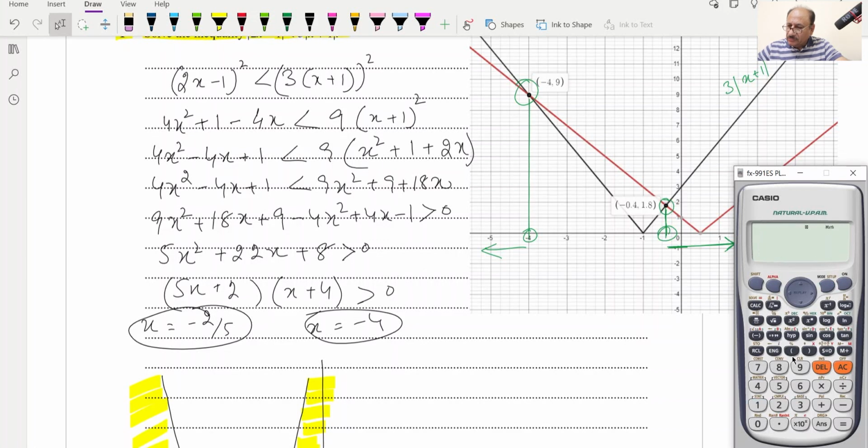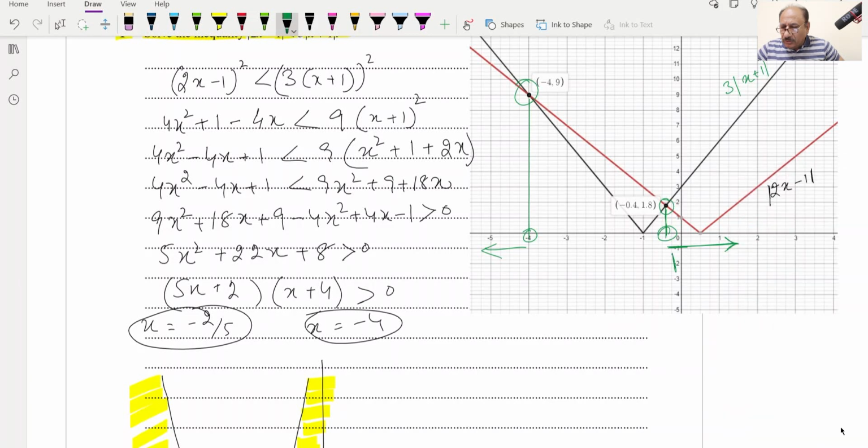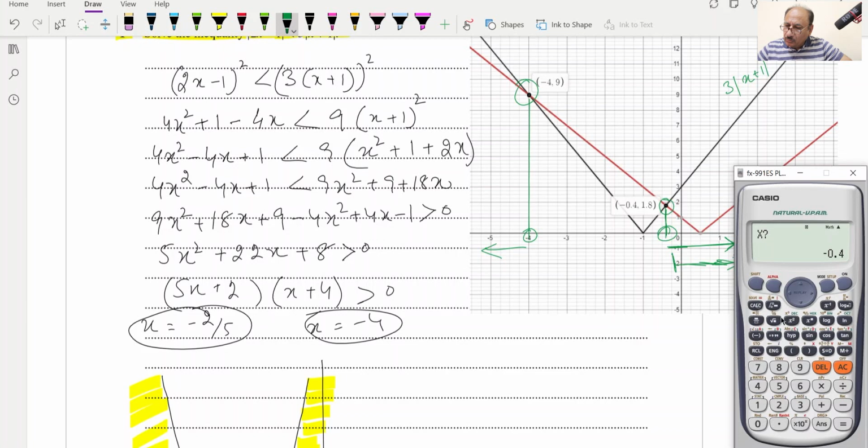So like this one, we can type the quadratic equation 5x squared plus 22x plus 8 is greater than 0. So we will check for minus 0.4. Calculate for minus 0.4, we should get 0 for this one, and we are getting 0. And for bigger values than minus 0.4, we should get a positive value. So we can take like 1. Calculate for x is equal to 1, using this equation, we will be getting a positive value.